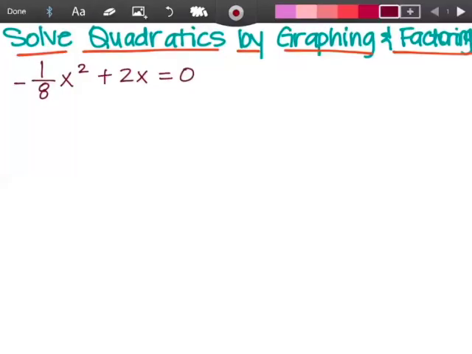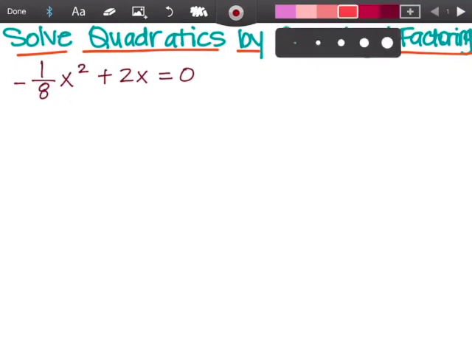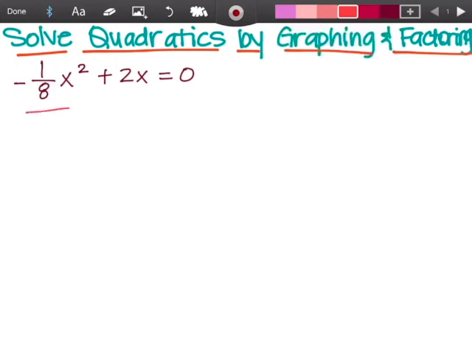All right, so now let's go ahead and look at solving the quadratic equation by factoring. So we have negative 1/8 x squared plus 2x equals 0. We have to look at this equation to factor to see what we can pull out. What is the greatest common factor that these two terms have in common? So negative 1/8 x squared plus 2x. What do they have in common? So they both have x.